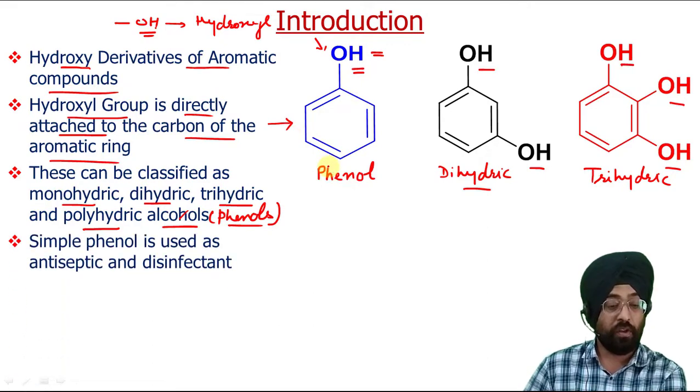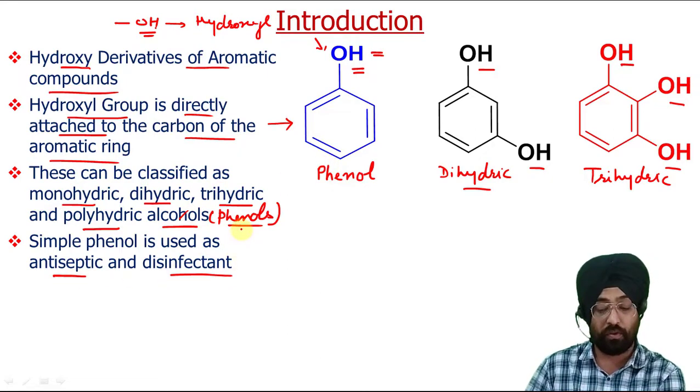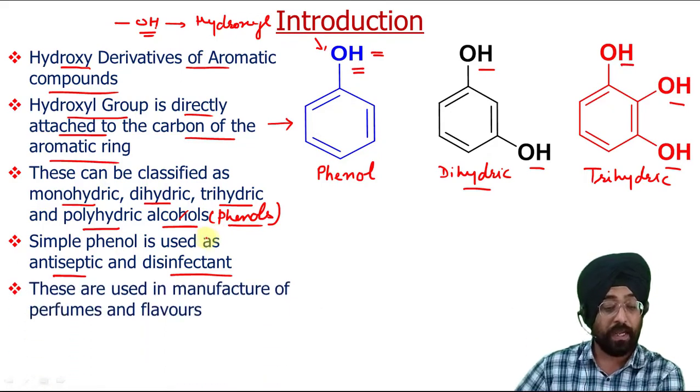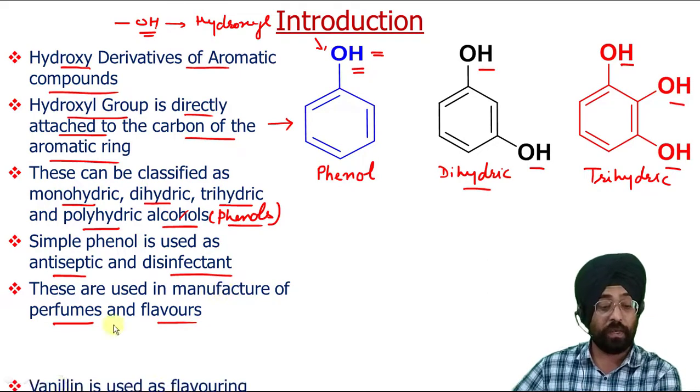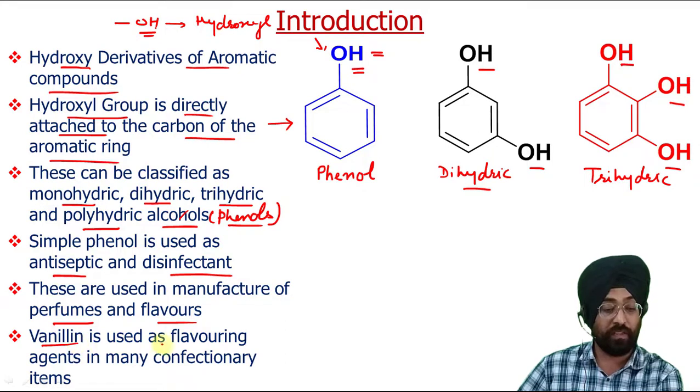Simple phenol is used as an antiseptic and disinfectant. Most households have what is commonly called phenyl. It contains derivatives of phenol, which is used as an antiseptic and disinfectant. And because of their sweet aroma, because they are aromatic, these are also used in the manufacturing of perfumes and flavors. One very common example is vanillin. Vanillin is used as a flavoring agent in many confectionery items.